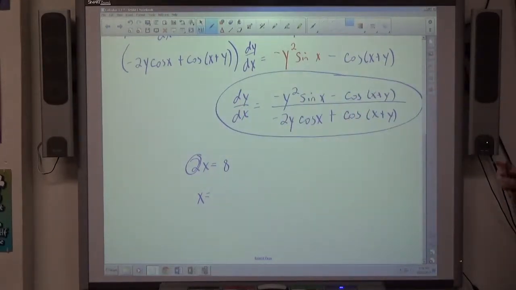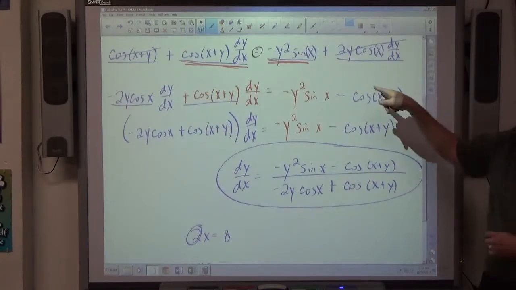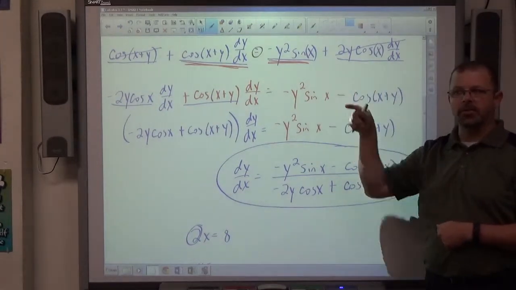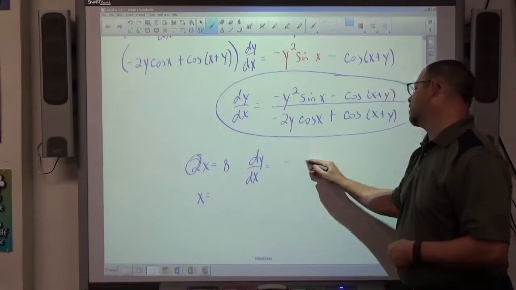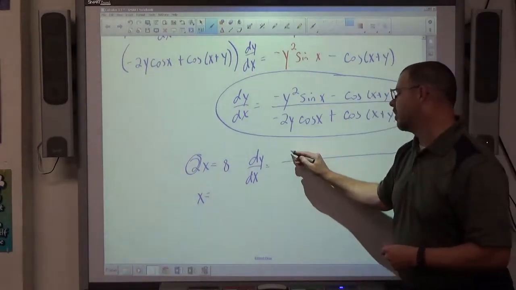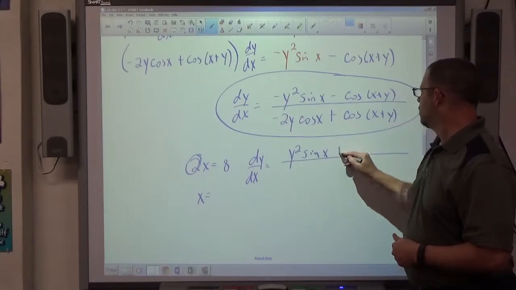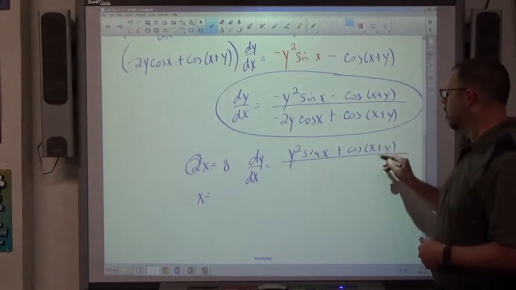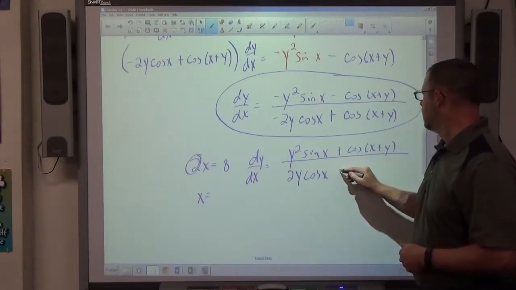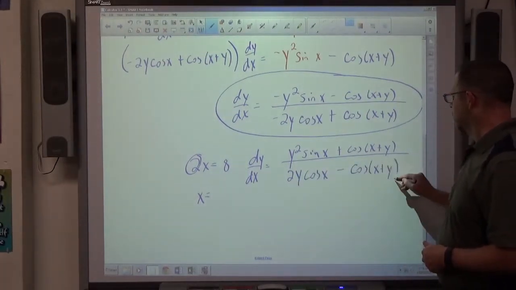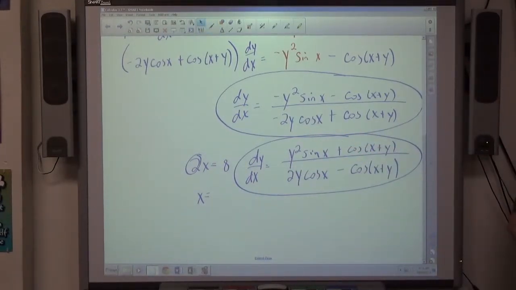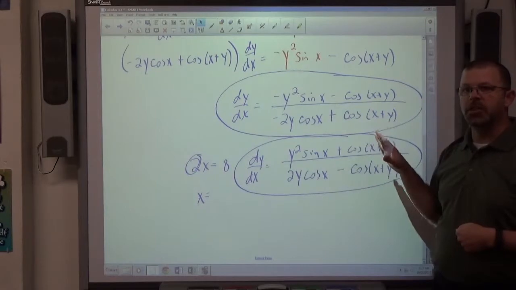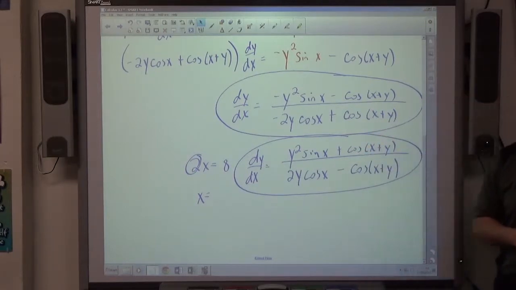I do have the option at this step up here where I move things around. I could have moved the dy dx stuff over to the right and all the other stuff to the left. The effect that would have had, if you recall from solving advanced abstract equations, is all the signs would be different. You do still get the same answer, y squared sine of x plus cosine of x plus y over positive 2y cosine of x minus cosine of x plus y, had you gone the other direction. So if you're checking your answer in the back of the book or in the solutions manual, you got this answer, they got that answer. Just know to compare them that way. All the same pieces in all the same places, every term is an opposite sign. That's the exact same answer.